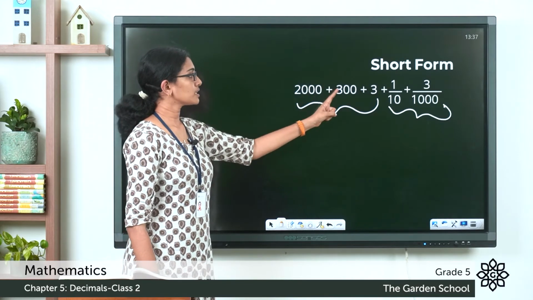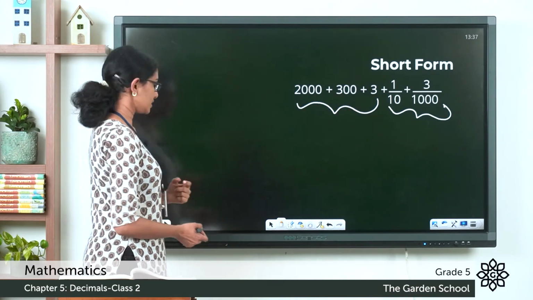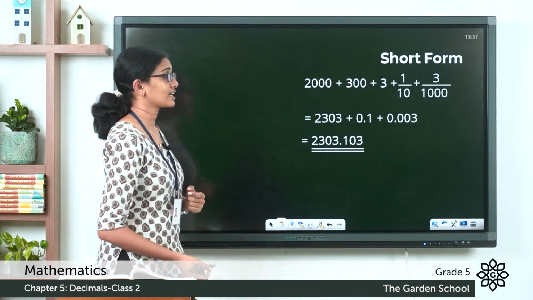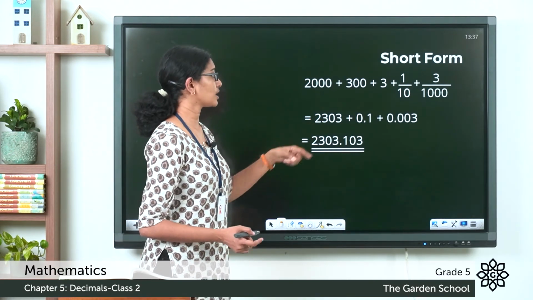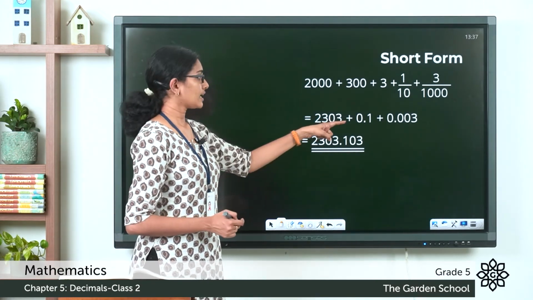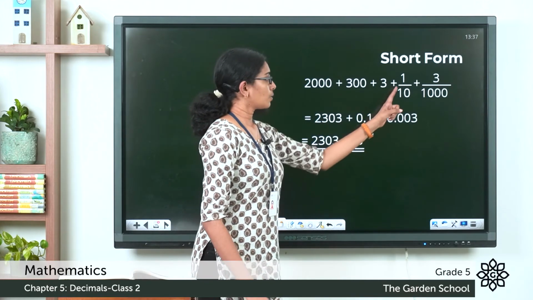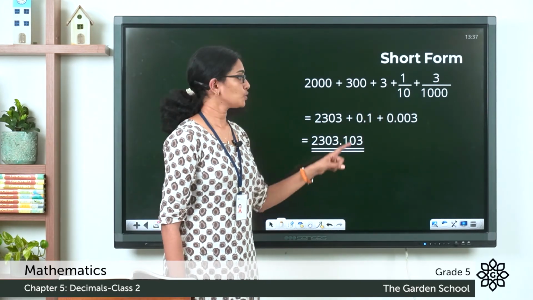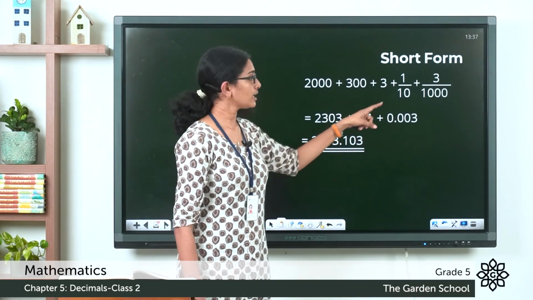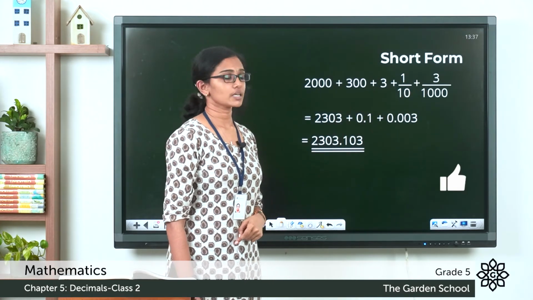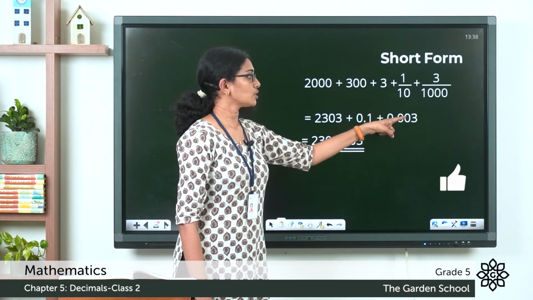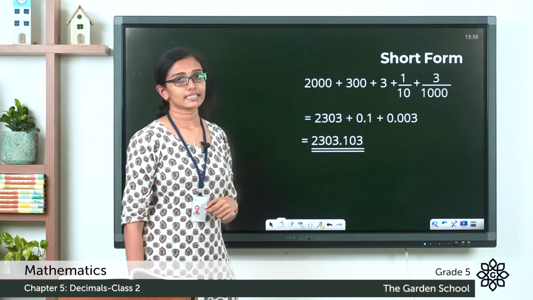So, let's add up the place values of the whole number part. It is 2000 plus 300 plus 3. What is it? 2000 plus 300 plus 3 is equal to 2303. And then what is 1 by 10? It is equal to 0.1, and 3 by 1000 is equal to 0.003.